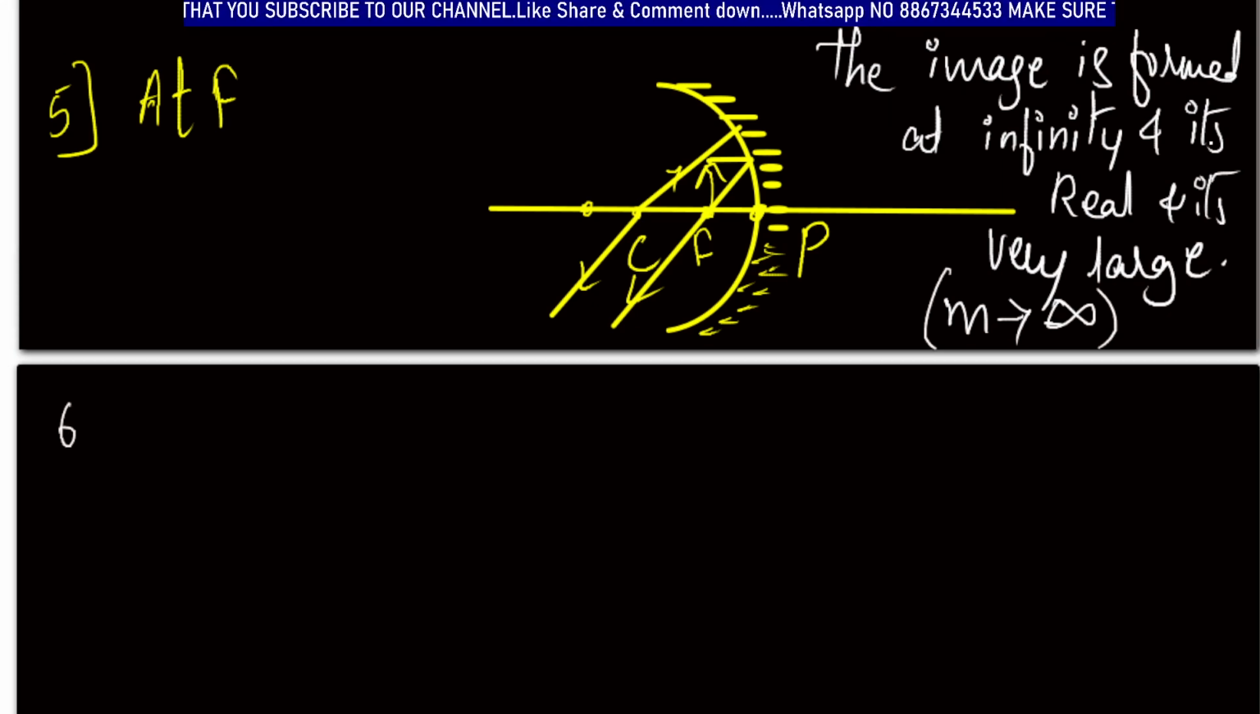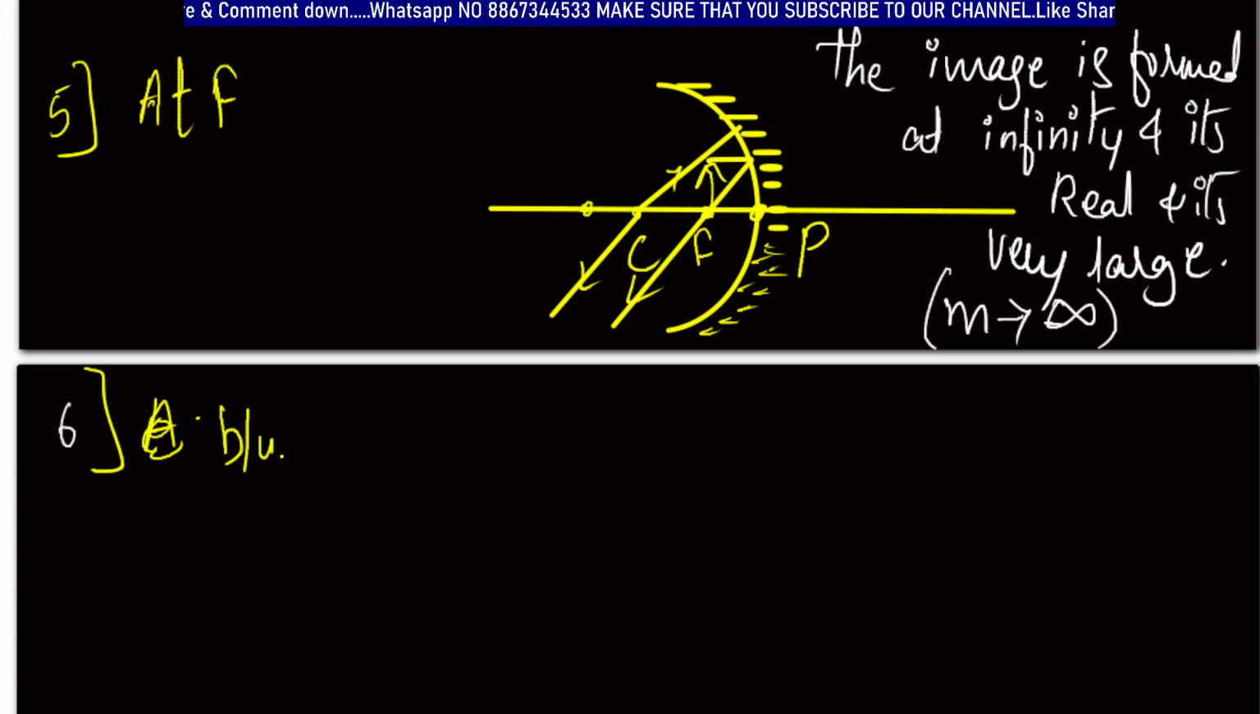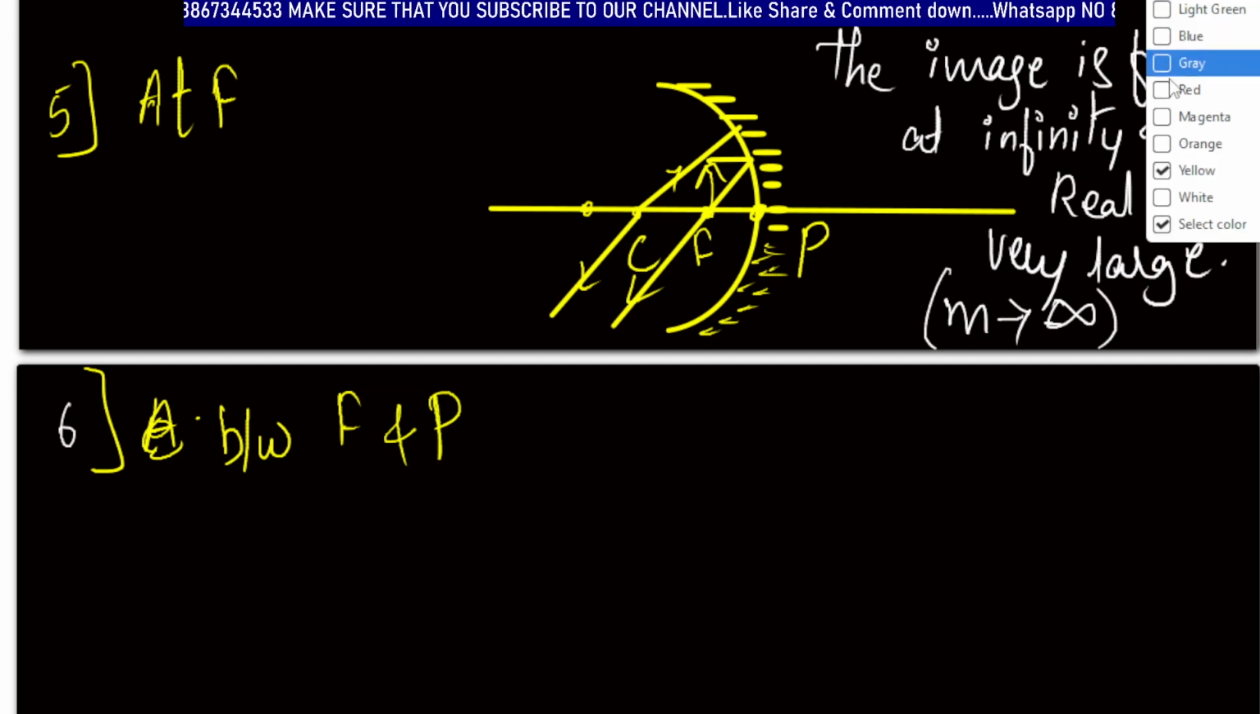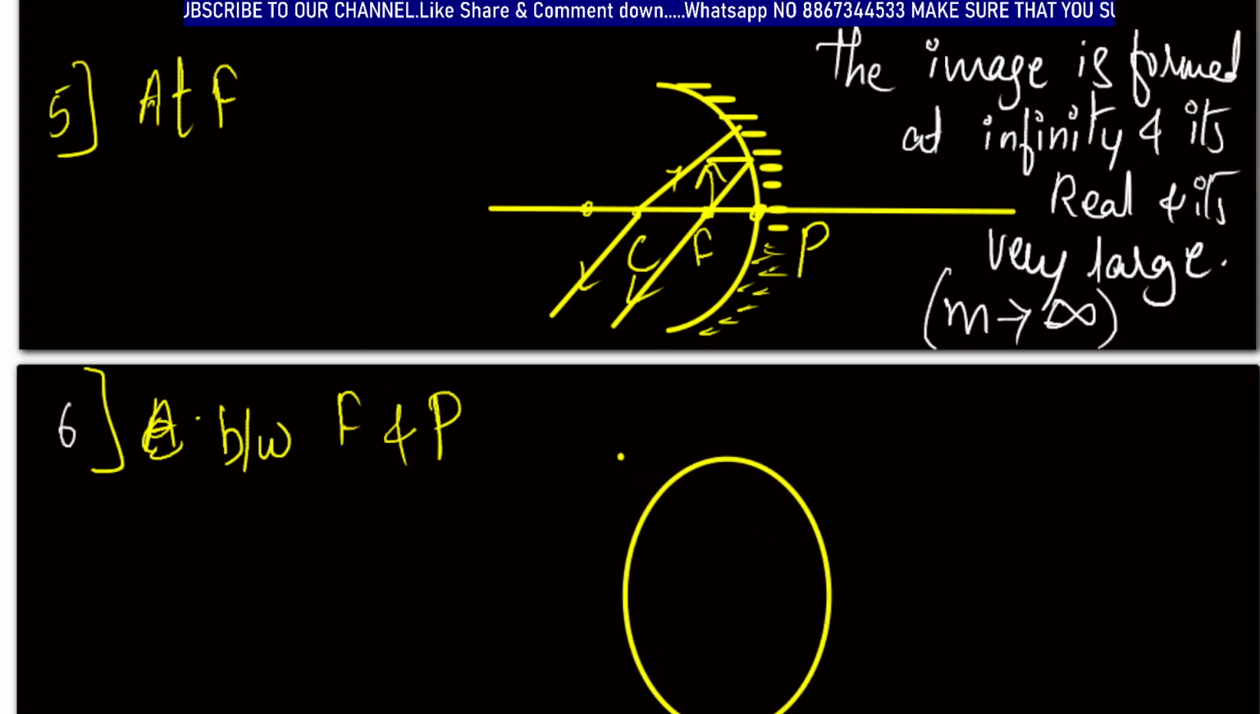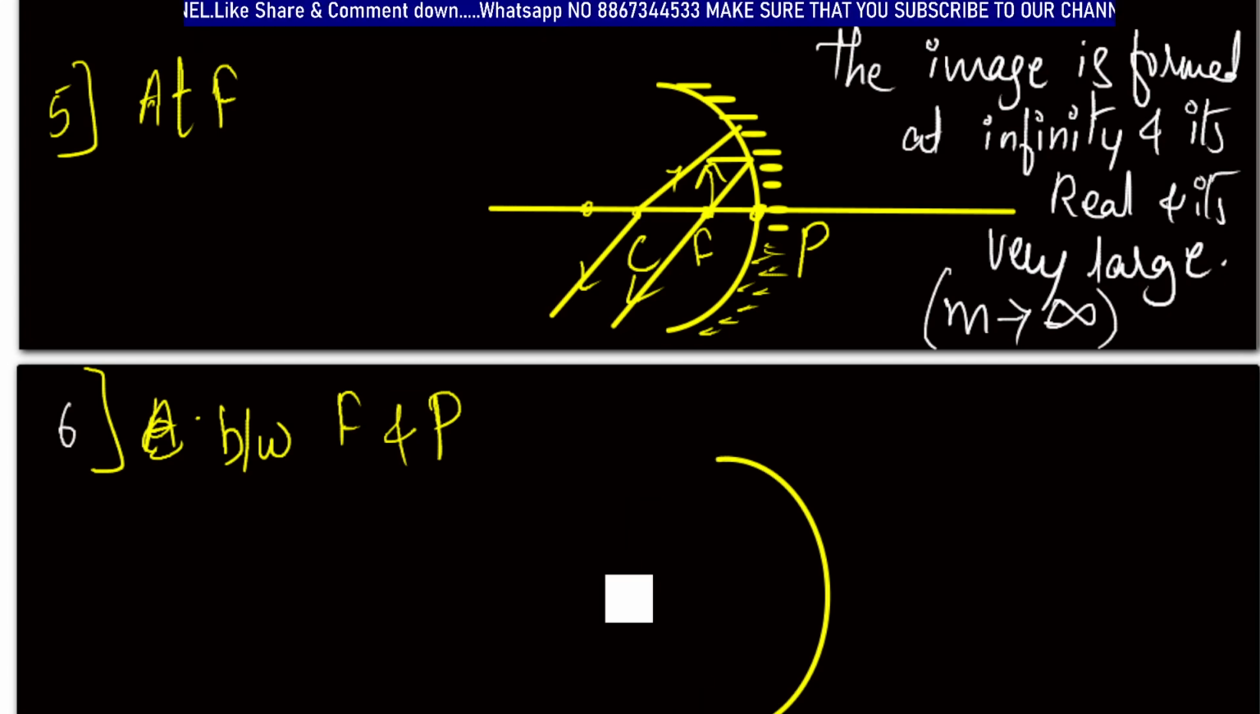Now the sixth is when the object is between the focus and the principal pole. So let us draw the mirror. So this is the mirror.